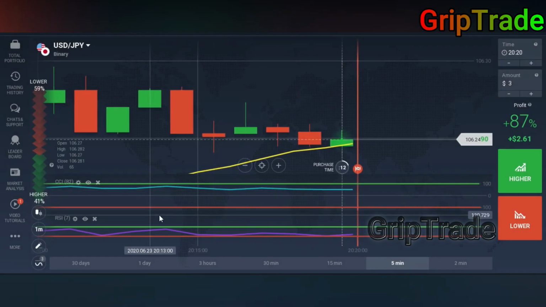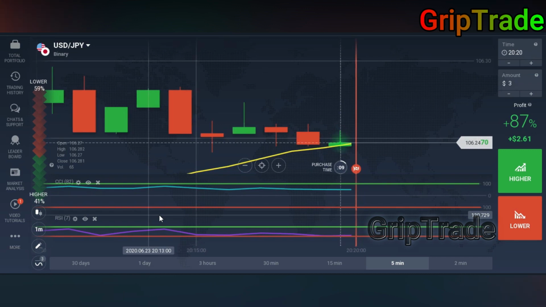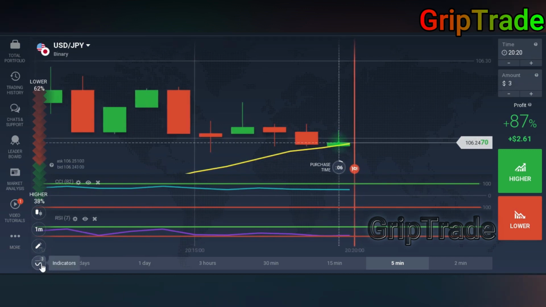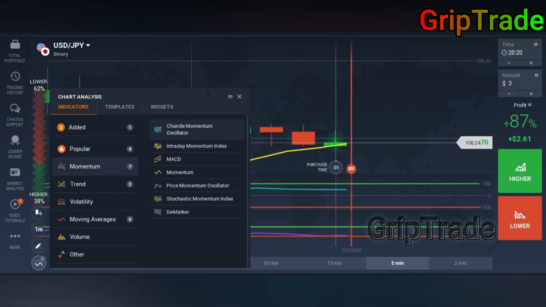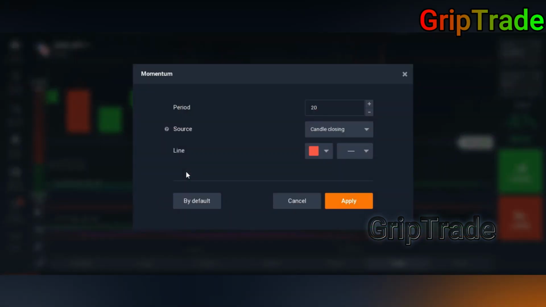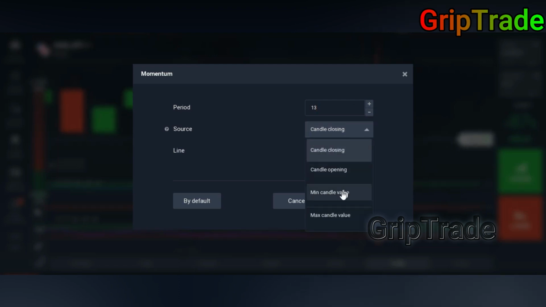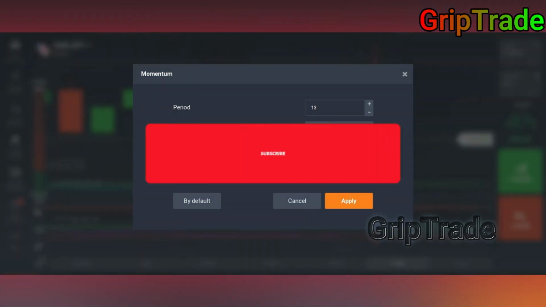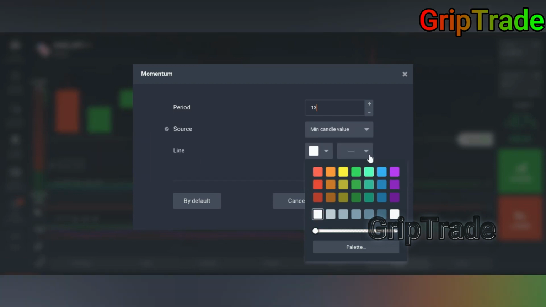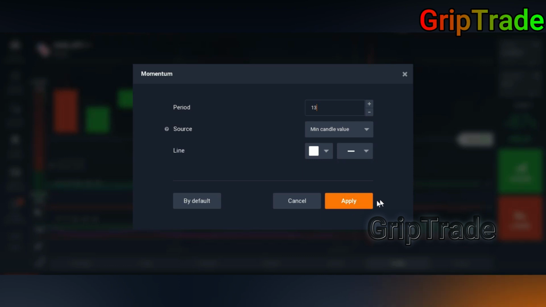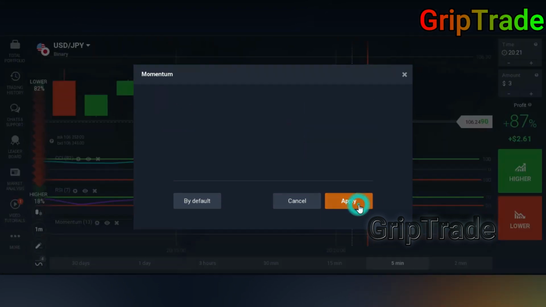Okay, fine. Now all you need to do is set the last indicator that I'm going to tell you. You need to go into popular, go into momentum, and find momentum. If you write M only, you will be able to find it. You need to set the period as 13, 1, 3, and the source should be set as minimum candle value. Do remember this. You may select the color of your choice. Let me make it white. I put it super bold, and there you go.